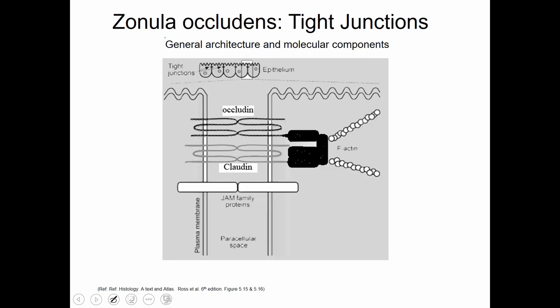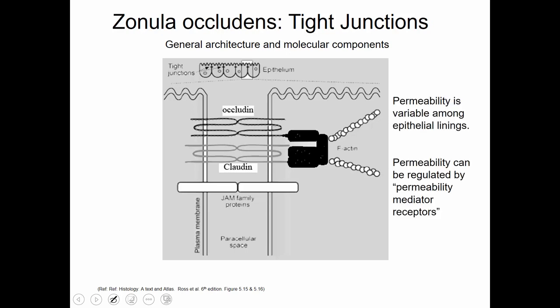So let's talk about the zonula occludens, tight junctions. What do you need to know? Well, the main player is this protein called occludin. Claudins and JAMs are other players. This is very important for, again, controlling paracellular transport between cells. In some cases, it's very restrictive. In other cases, it can be leaky. Can it be modulated? Absolutely.